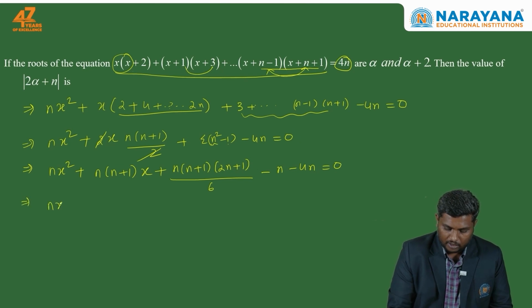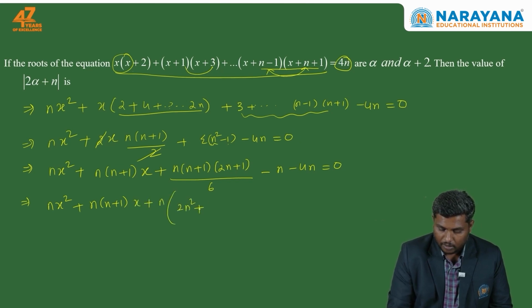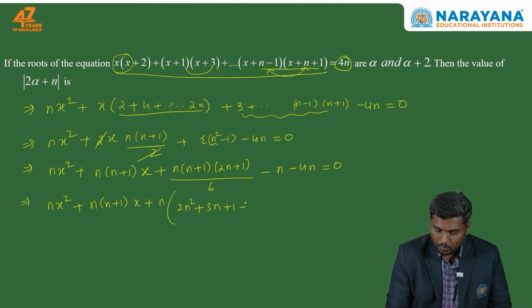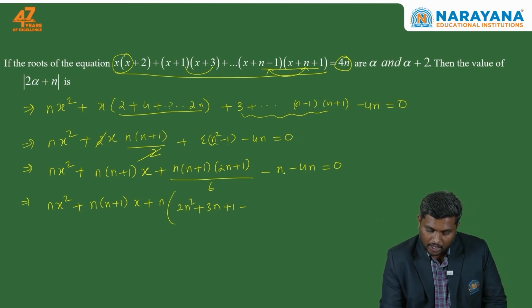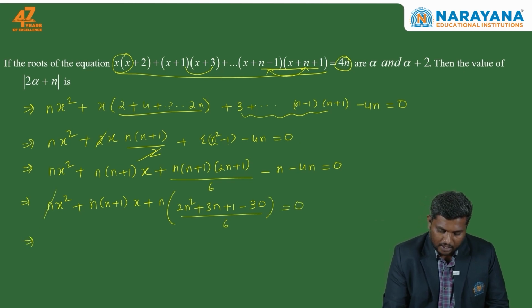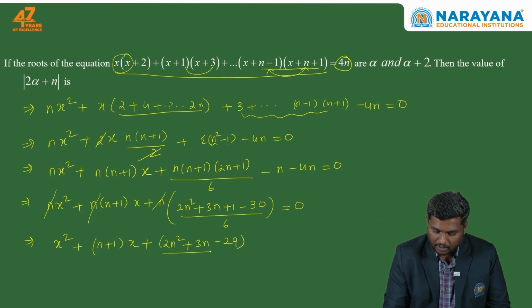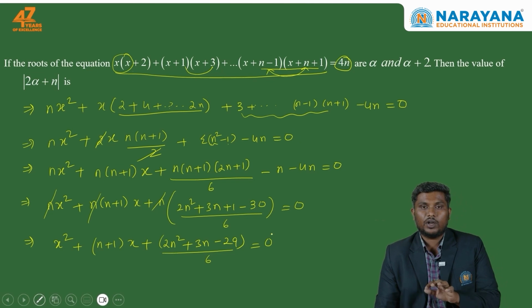Once again I am going to write this n x square plus n into n plus 1 x plus, now if I take n common here, this would be 2n square plus 3n plus 1 minus, and since we took n common from this whole expression, this is 5 minus 30 by 6 to 0. Okay. So if I take n common and cancel out, I have x square plus n plus 1 into x plus 2n square plus 3n minus 29 by 6 is equal to 0. This is the final quadratic equation which I get here.